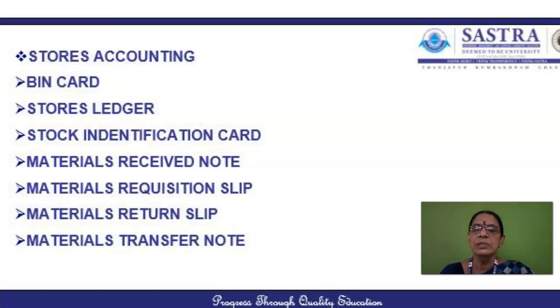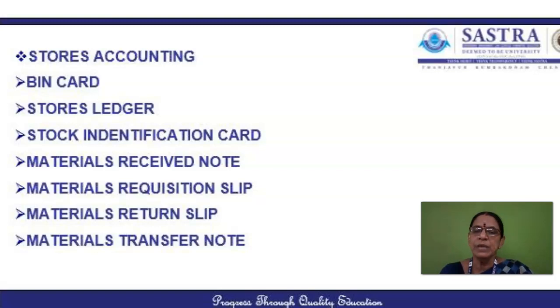Now we shall see the difference between the bin card and the stores ledger. What are all the major differences? The first and foremost difference is, bin card shows only the quantity, but the stores ledger shows the quantity and the value. Bin card is maintained inside the stores and stores ledger is maintained outside the stores. Bin card is maintained by the stores department, but the stores ledger is maintained by the accounts department.